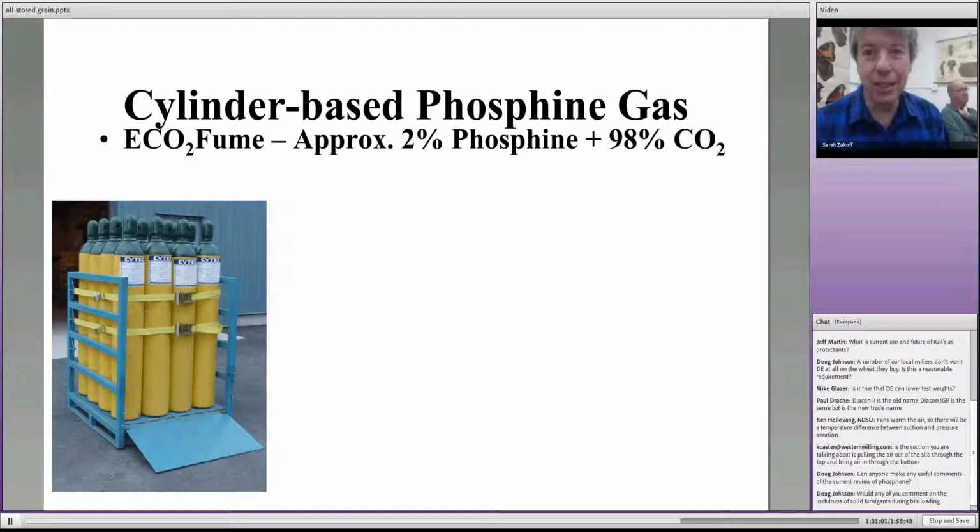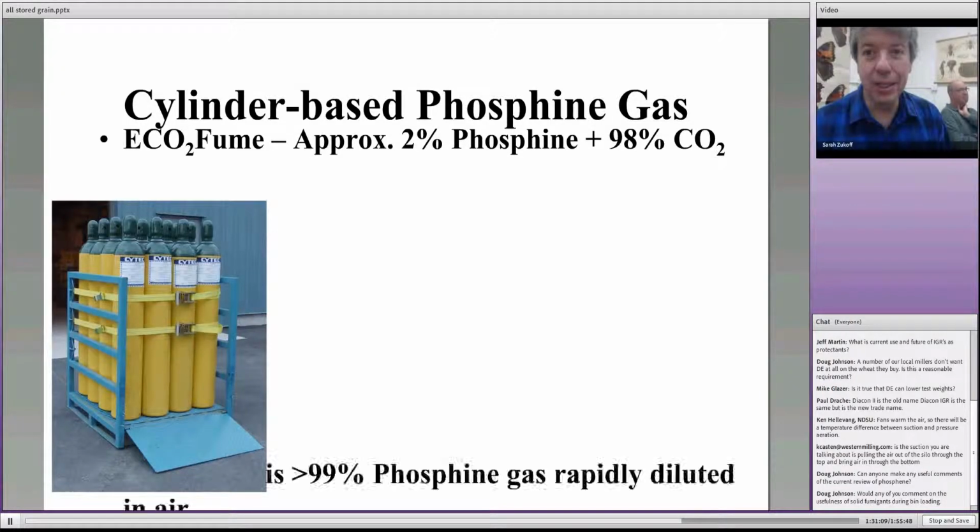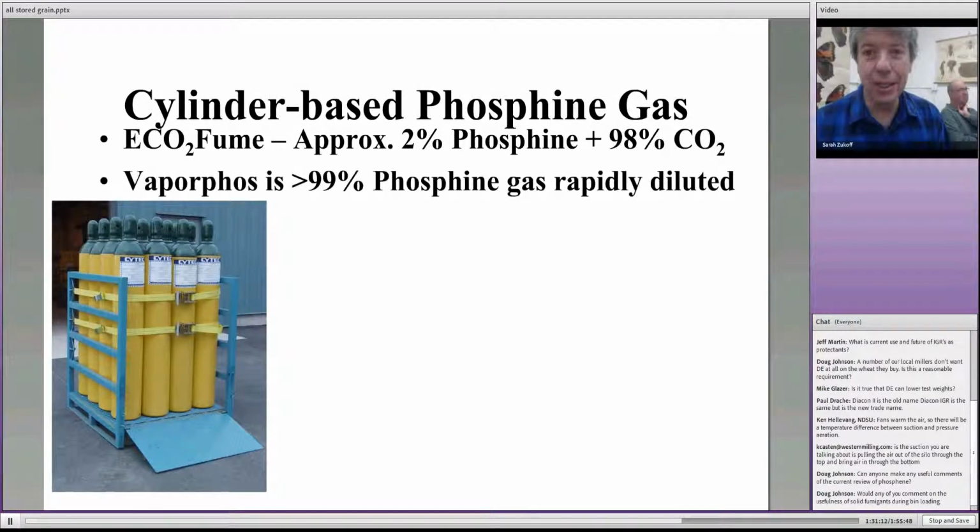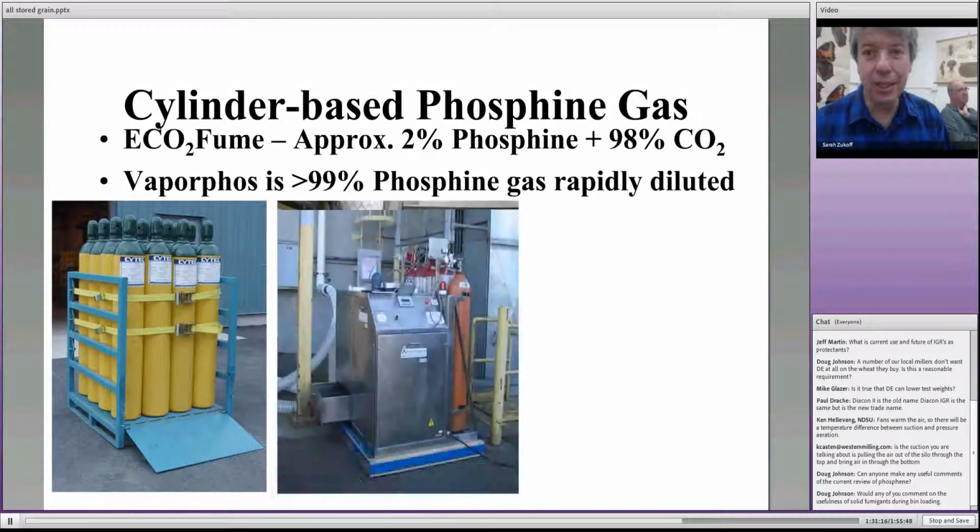EcoFume is a product that's out there that is a mixture in a tank cylinder of 2% phosphine with 98% carbon dioxide. Another product is Vapor Phos, which is almost pure phosphine, and it is rapidly diluted with air coming out of this fancy machine shown in the middle of the slide. Both of these have to be applied by very skilled and experienced applicators, but if you can do it, if it's needed and you can afford it, it's very good for these reasons.